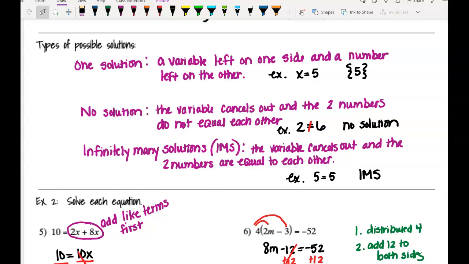We said we could get one solution, and that's where we have the variable equals some number. We could get no solution. That's where the variable disappears and the two numbers that are left don't equal each other. Or we could get infinitely many solutions, which a lot of you are familiar with, IMS. And this is where the variable cancels out and the two numbers are equal to each other.